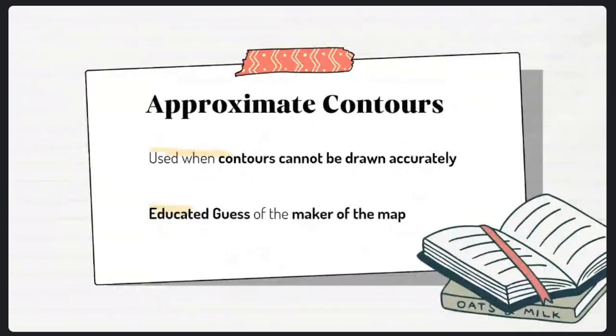Next are approximate contours. They are used when contours cannot be drawn accurately. It is the educated guess of the maker of the map. So this is used when the area that needs to be contoured cannot be physically surveyed.